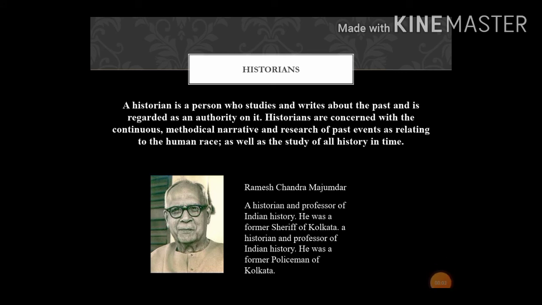Historians, a person who studies and writes about the past in their own way. And we need them because the world is developing and historians play an important role in arranging and recording past events, which makes it possible for us and for the whole society to learn from history in order to have a better tomorrow. In the same way, Ramesh Chandra Majumdar is known as the most respected historian in Indian history.